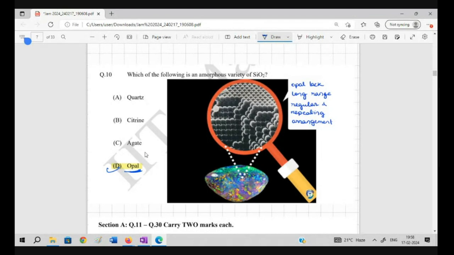Okay, and also by the elimination method you can choose the right answer, because whether it is quartz, citrine, or agate, all of these are crystalline varieties of quartz, and only the remaining one, that is opal, is the amorphous variety of silica, because it lacks a regular internal atomic arrangement or a regular crystal lattice structure. Could you get it? Yes, sir. Okay, fine.